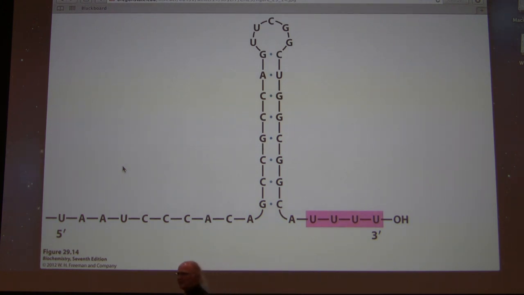So we've used no protein factors. That's why we call it factor-independent transcriptional termination. Right? And I want to show you factor-dependent, but before I do that, I'll ask if you have any questions about what I've just shown you here. Yes, sir.